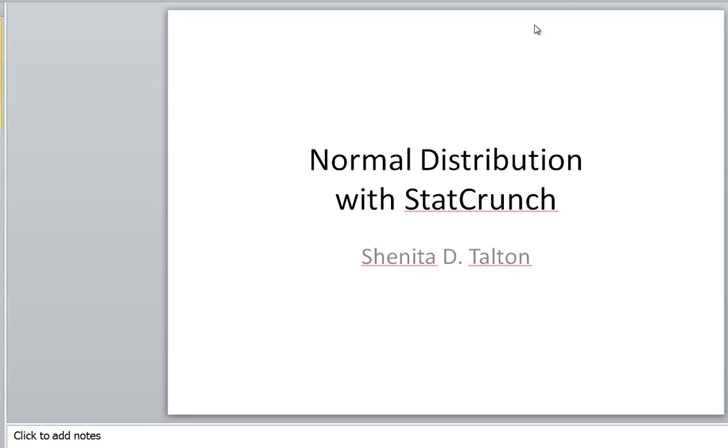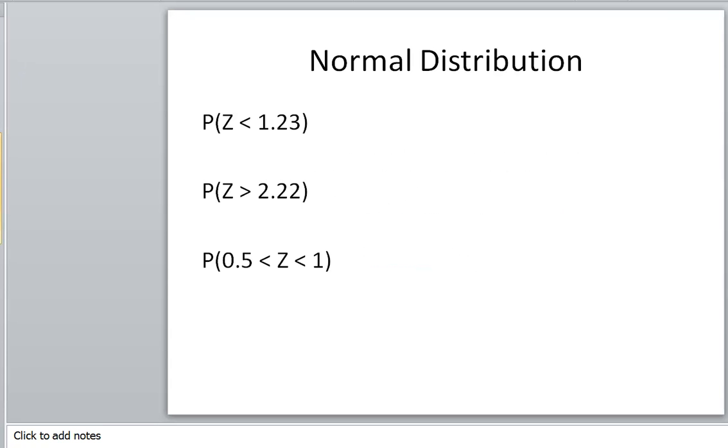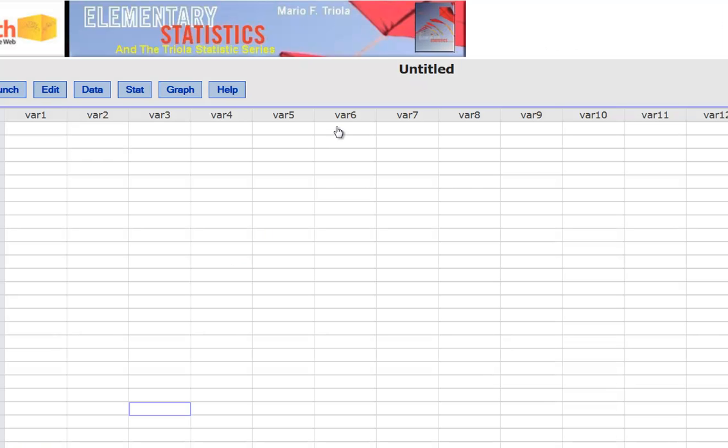Hello. Now that you have watched the video on how to use the normal distribution table and calculate z-values by hand, I am now going to show you how to do it in StatCrunch. So these are the three probabilities that we need to look up in StatCrunch. These are the ones that are also used in the previous video. So let's go ahead and talk about StatCrunch.